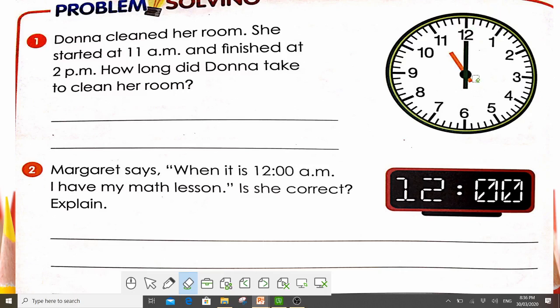1, 2, she finished at 2 o'clock, 2 p.m. So 1, 2, 3 hours. Clean her room, 3 hours.